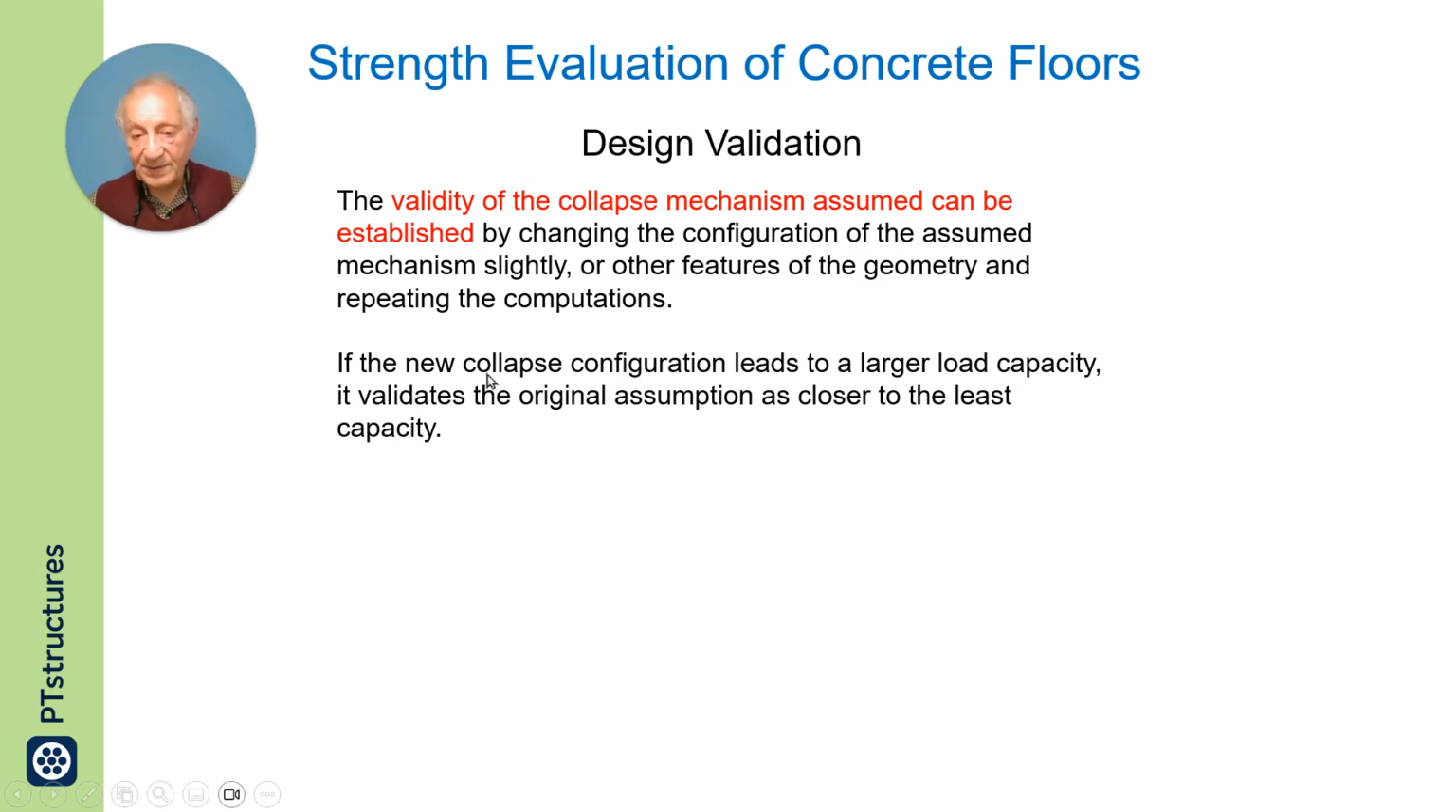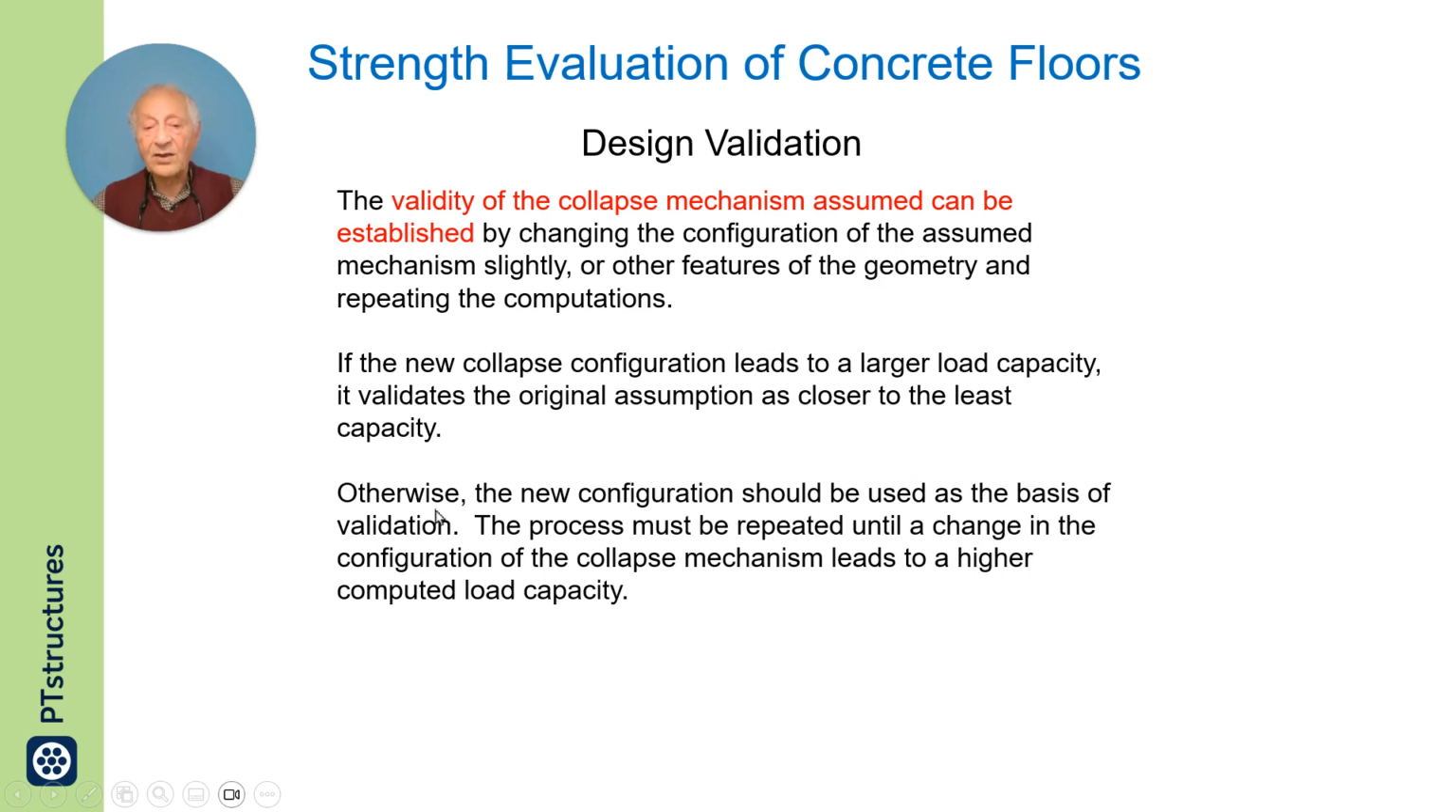If the new collapse leads to a larger load capacity, it validates the original assumption as closer to the least capacity. Otherwise, the new configuration should be used as the basis of validation. The process must be repeated until a change in the configuration of the collapse mechanism no longer leads to a lower computed load capacity. That means you're going the wrong direction.